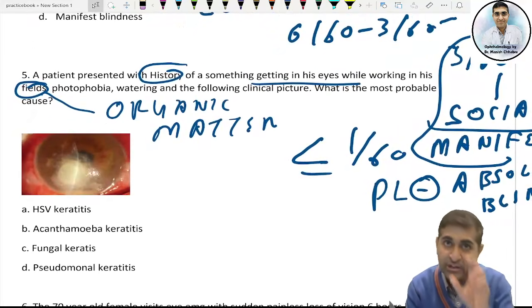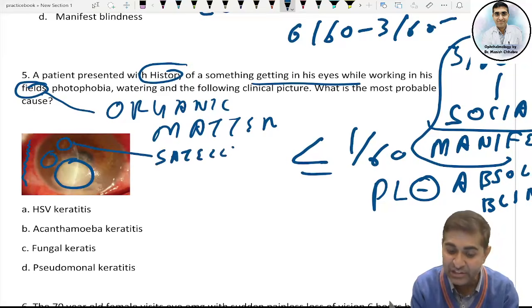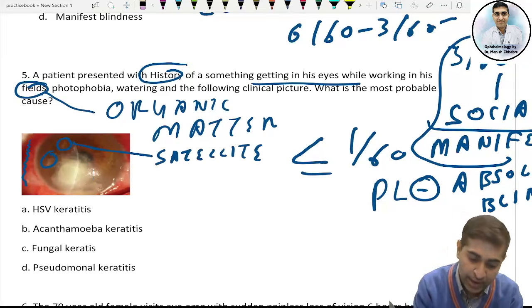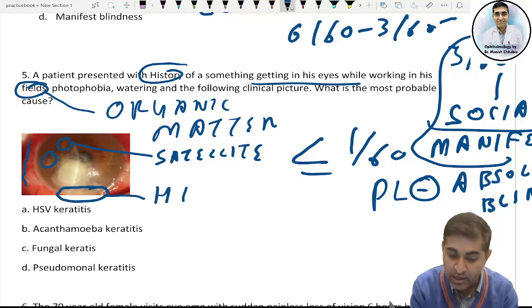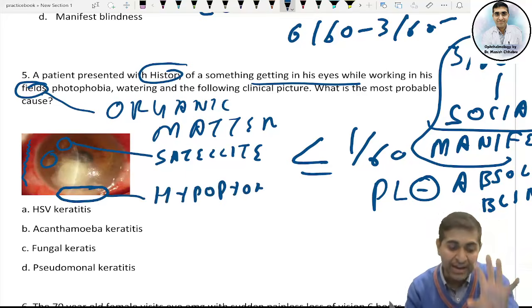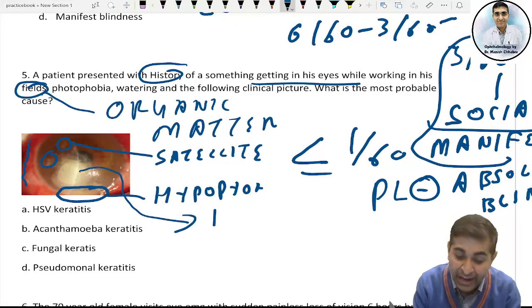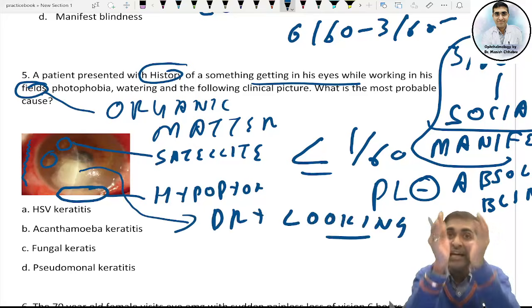Now look out for the important features. Can you appreciate the conjunctival congestion? Yes. Can you appreciate the lesions, the small lesions here and the big lesion here? Probably these are your satellite lesions. And can you also appreciate something white at the bottom of the anterior chamber? This is your hypopyon. So satellite lesions, hypopyon with main lesion, and the ulcer is kind of dry looking. It is dry looking with a typical history of organic matter injury.